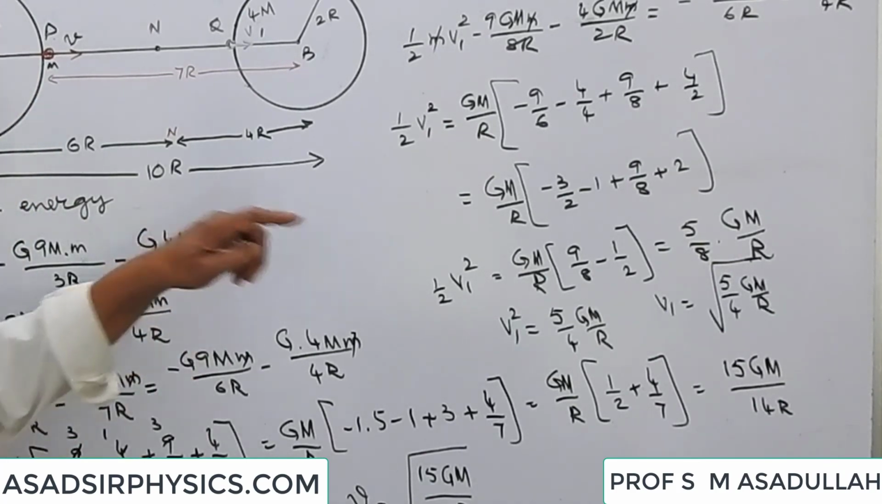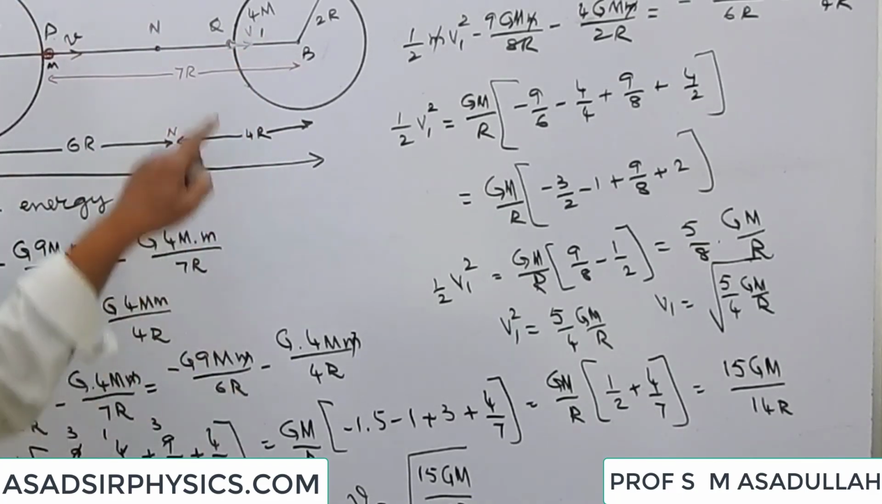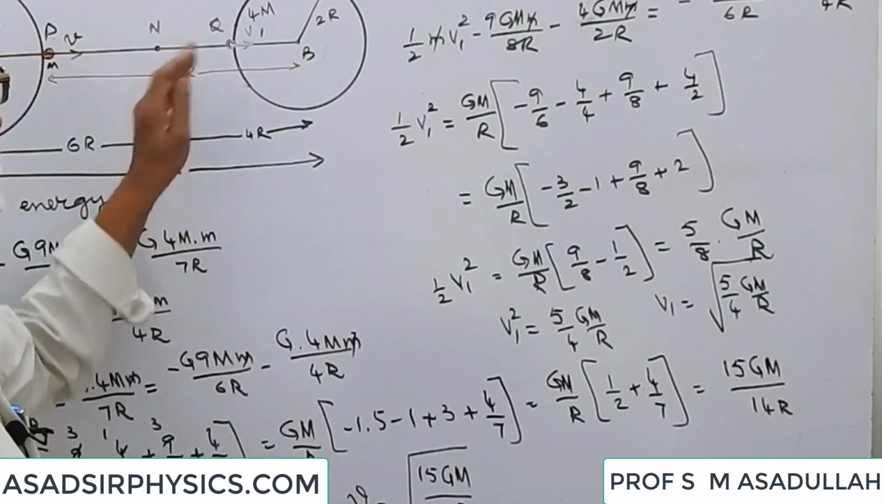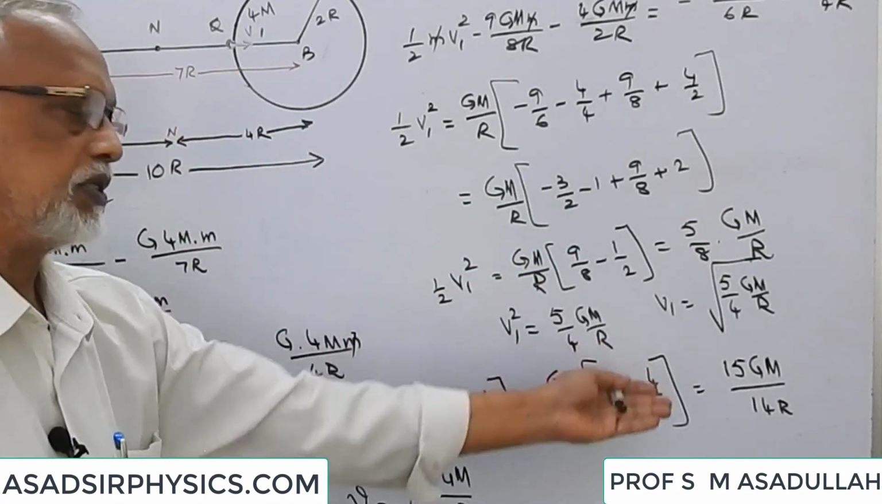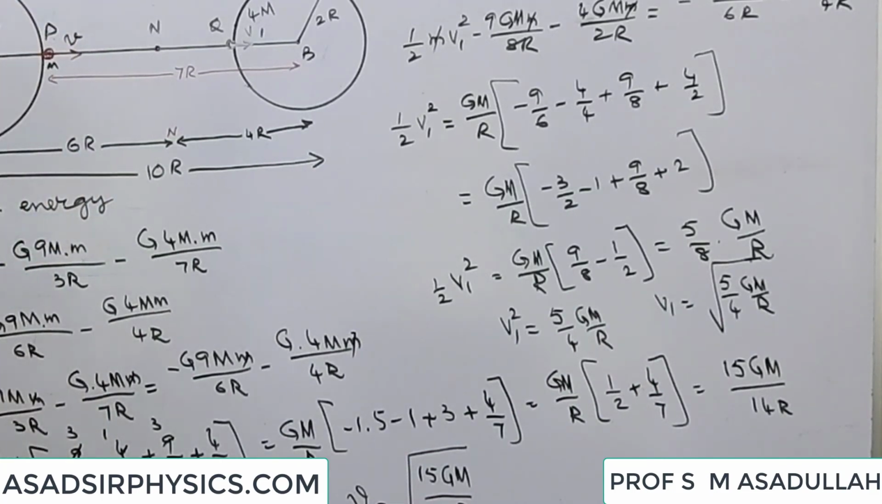Suppose we want to project this body from B to reach A. Can you guess what should be the velocity here? Same. With what velocity it will reach A? This one. I hope it is clear to you.